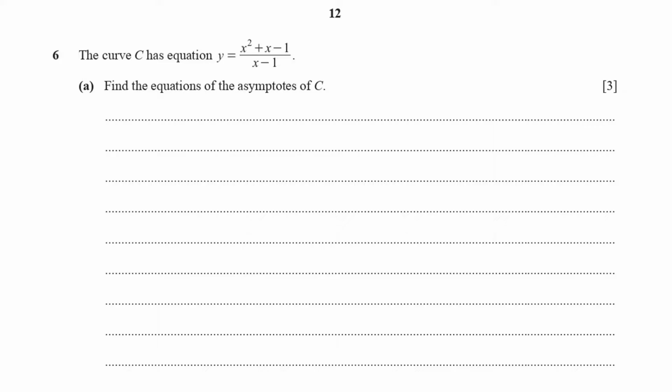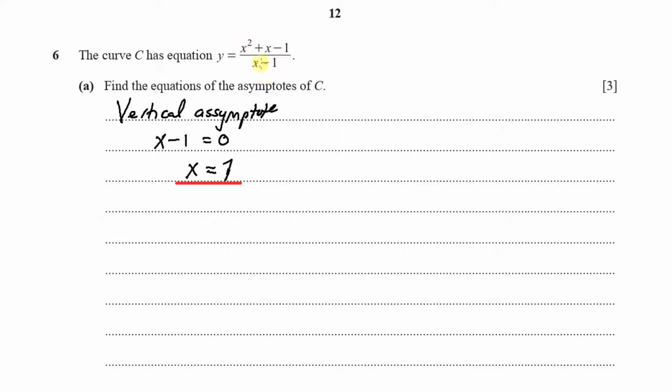Question number 6. The curve C has equation y is equal to x squared plus x minus 1, all divided by x minus 1. Part A, find the equations of the asymptotes of C. So right here, we're going to start with the vertical asymptote. For the vertical asymptote, we're just going to say the denominator, x minus 1, we equate it to 0. So the vertical asymptote should just come out as x is equal to 1. So that's the vertical asymptote here.